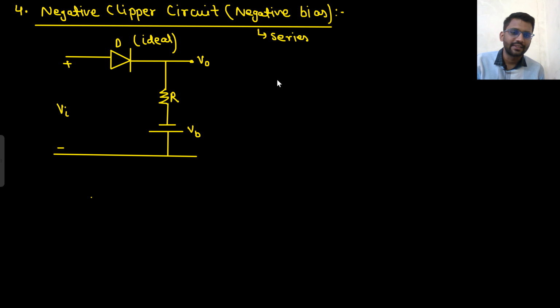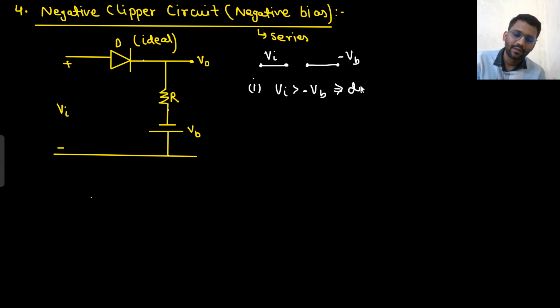So what we will do? We will apply open circuit test. Just apply open circuit test. So this point will be minus VB and this point will be V in, right? If this is 0, this point will be minus VB. There will be no current through the resistor. So this point will be minus VB. Well and good. So first thing, when V in is greater than minus VB, your diode will be on.